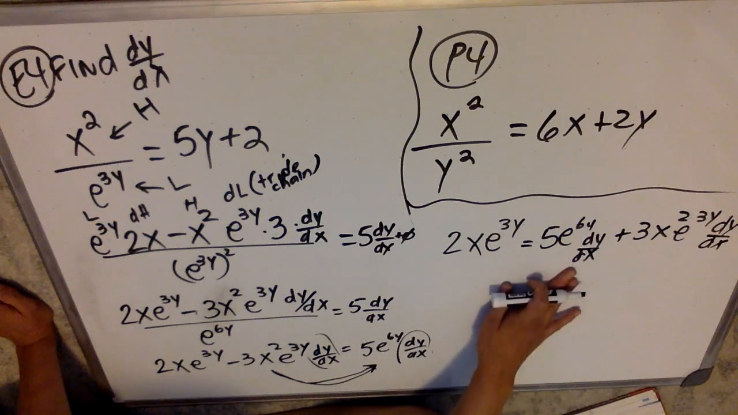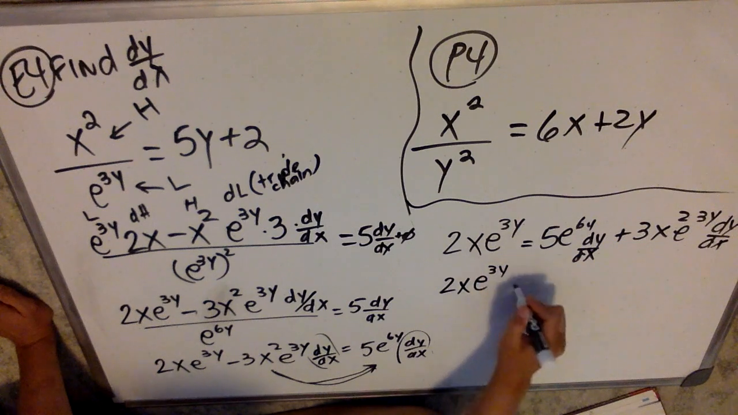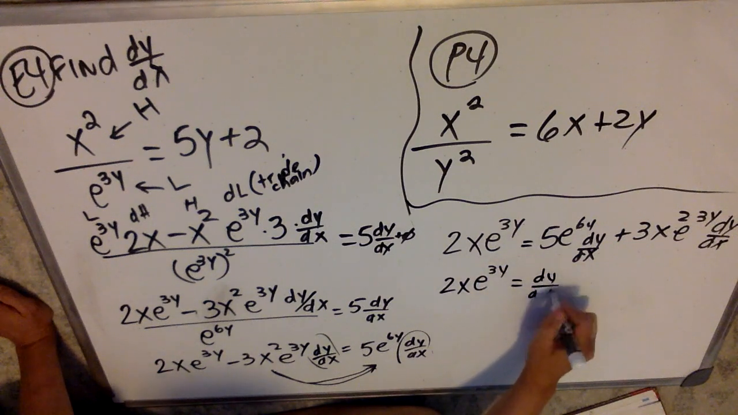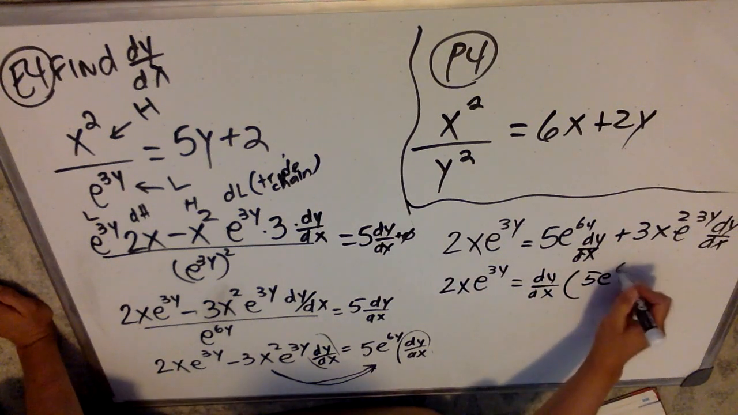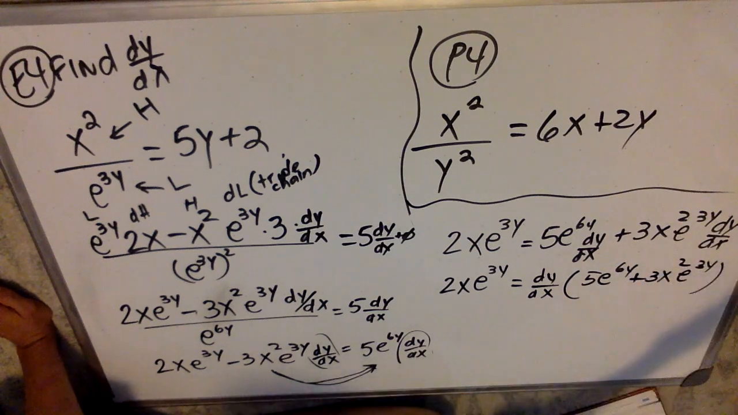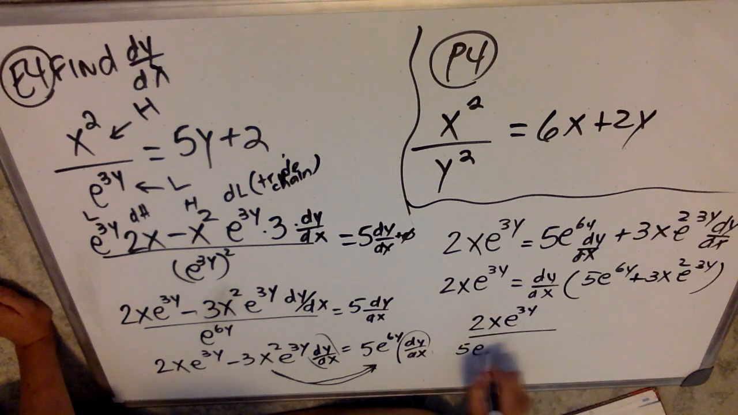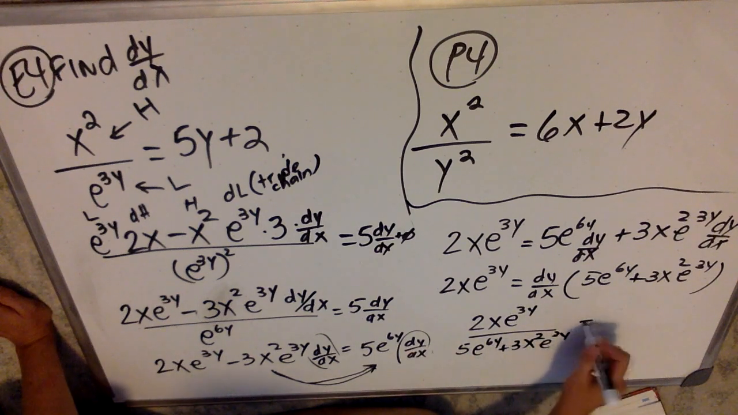Now I can factor out that dy dx, right? So I'd get 2x e to the 3y equals dy dx times everything else that's left, which is a 5 e to the 6y plus 3x squared e to the 3y. And then I could divide that over. So I would get that my answer is 2x e to the 3y over 5 e to the 6y plus 3x squared e to the 3y, and that's my answer.